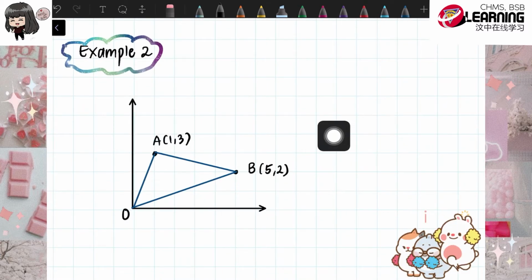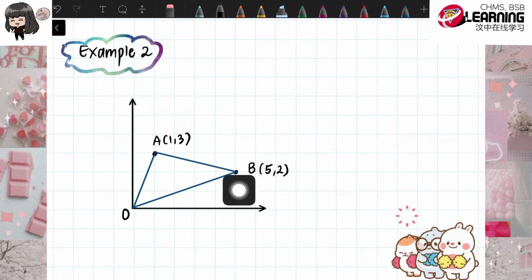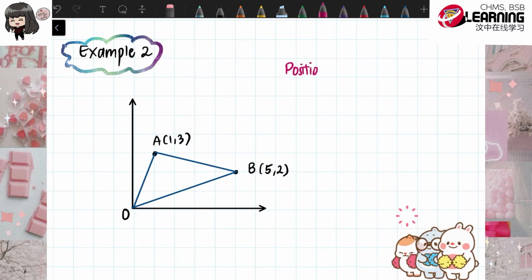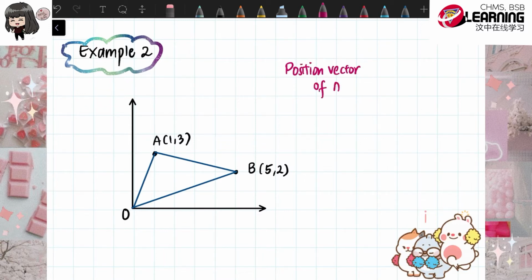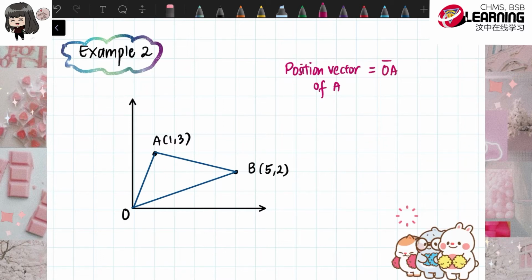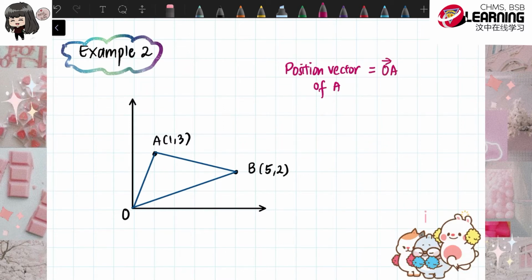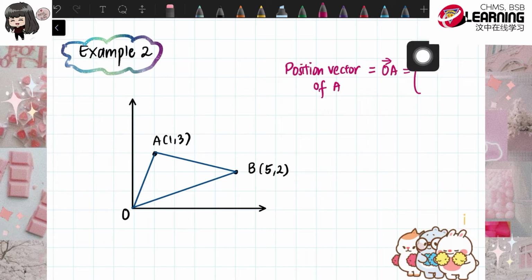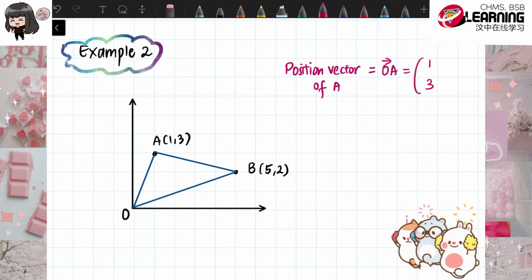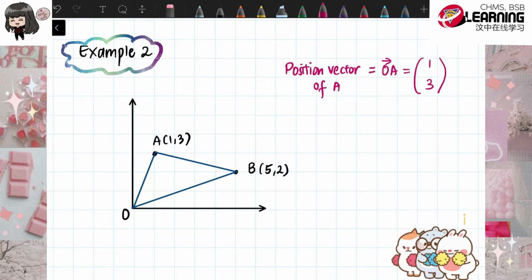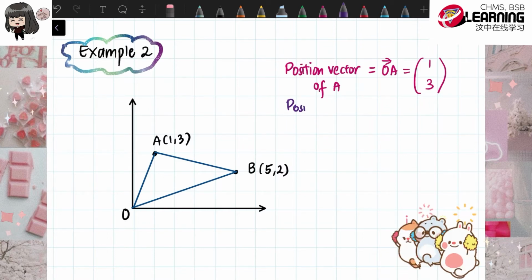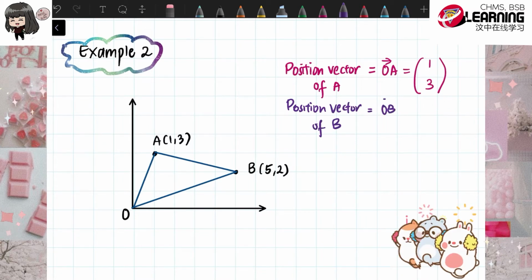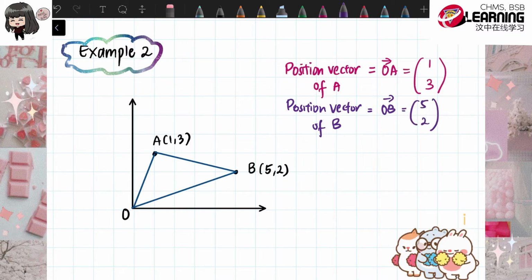Right, example 2, we have 2 coordinates here, coordinate A, coordinate B. Okay, so if I were to ask you, what is the position vector of A? Then you have to write O to A. Okay, so position vector of A is OA, which is actually the same as your coordinate 1, 3, because this position is X and Y, right? So you just write 1 on the top and 3 at the bottom. This is your OA. Okay, and if they ask you position vector of B, what do you think? OB, which is 5, 2.